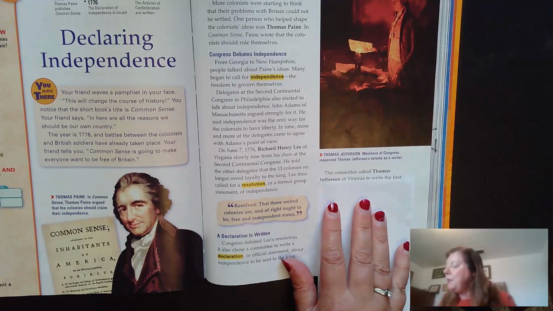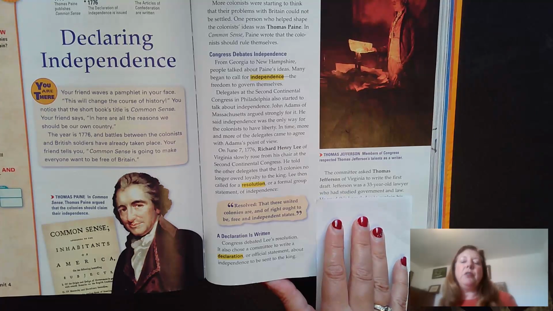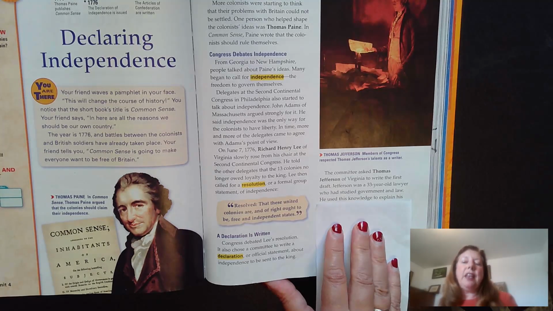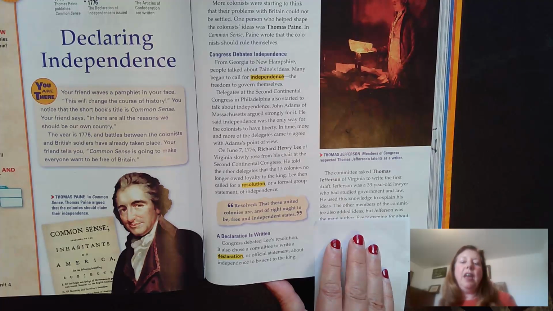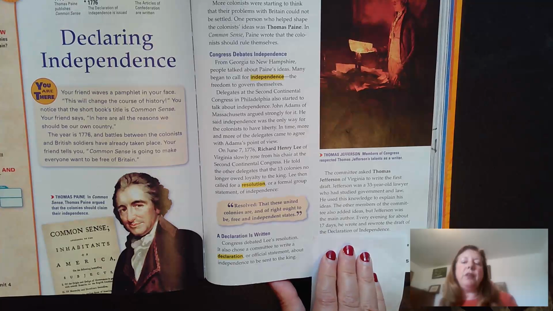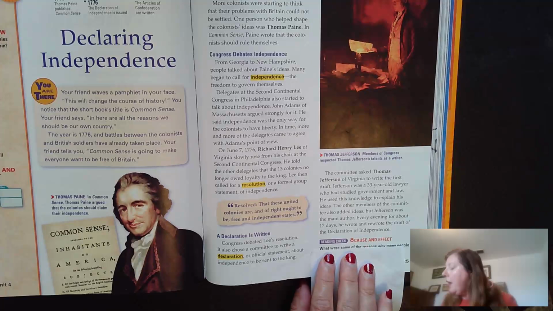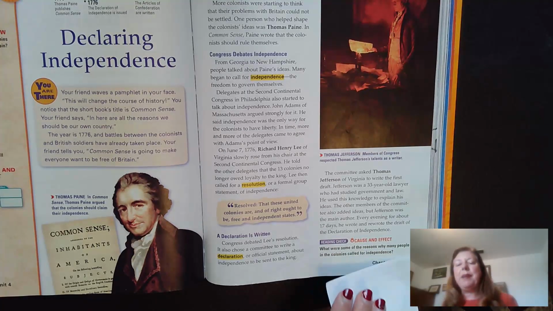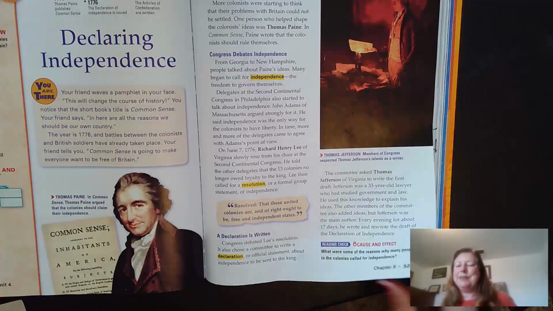The committee asked Thomas Jefferson of Virginia to write the first draft. Jefferson was a 33-year-old lawyer who had studied government and law. He used his knowledge to explain his ideas. The other members of the committee also added ideas, but Jefferson was the main author. Every evening for about 17 days, he wrote and rewrote the draft of the Declaration of Independence. Cause and effect. What were some of the reasons why many people in the colonies called for independence? When you think of that, can you answer it in a complete sentence?